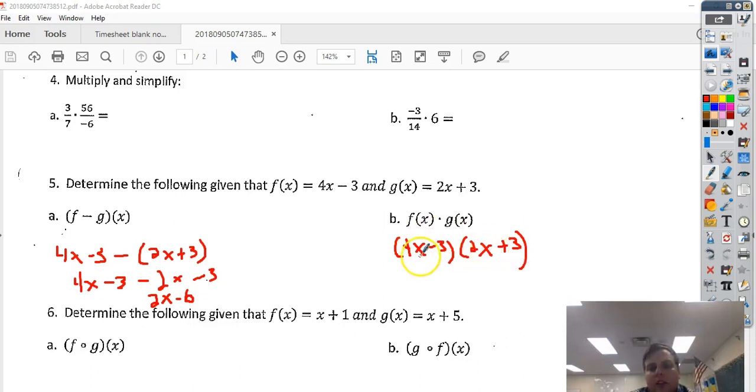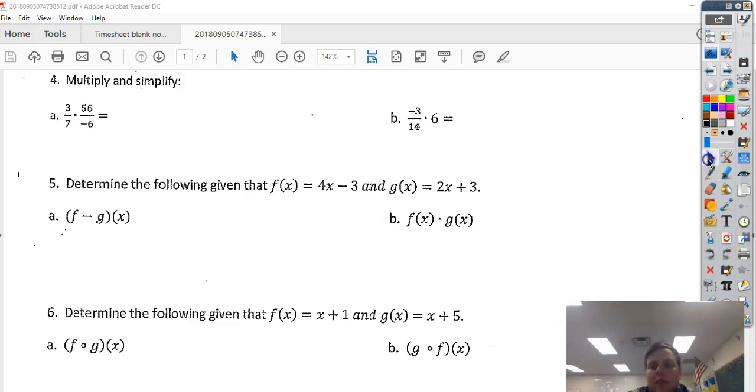You do first times first, so 4x times 2x, which is 8x squared. And then you do 4x times 3, which is 12x, so plus 12x. And then you do negative 3 times 2x, which is negative 6x. And then you do negative 3 times 3, which is negative 9. And then you just put like terms together. So I get 8x squared, 12x minus 6x is 6x, so plus 6x minus 9. And there we go. That would be your answer for both those.